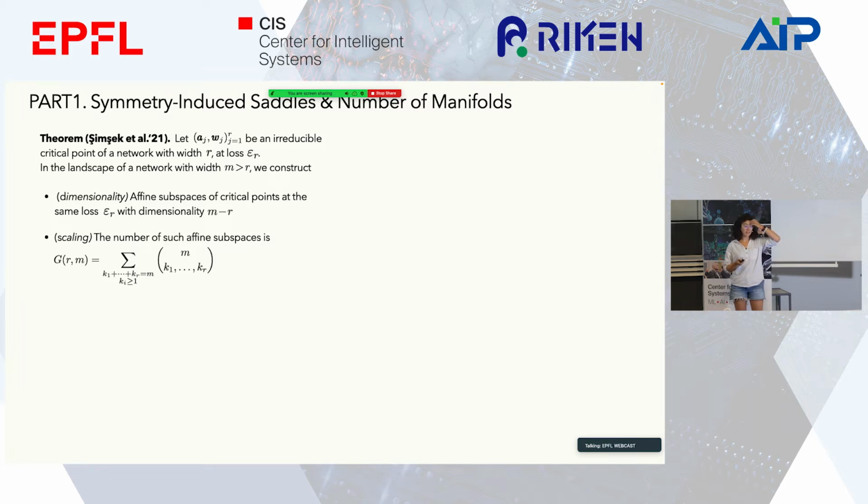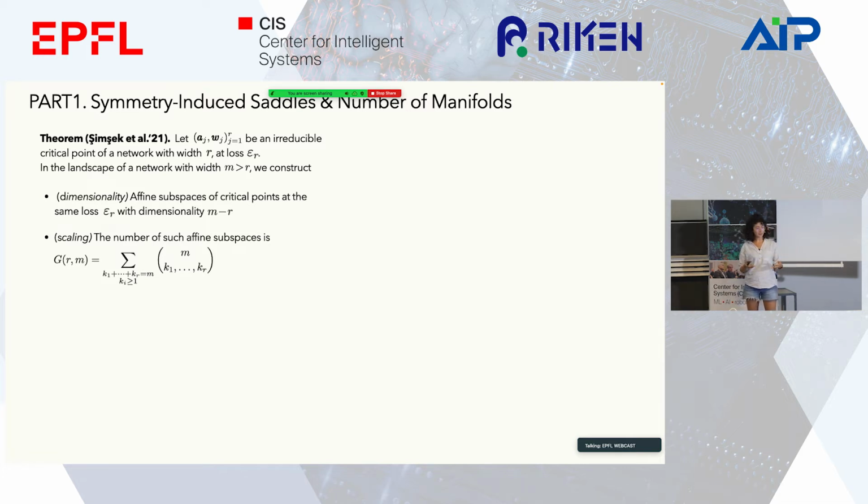So here we take an irreducible critical point. And irreducible here just means that all the neurons are different from each other, so they have different colors in my representation. So we take an irreducible critical point from a network with width r. Now we consider a larger network that has a larger width, which I will denote by m.